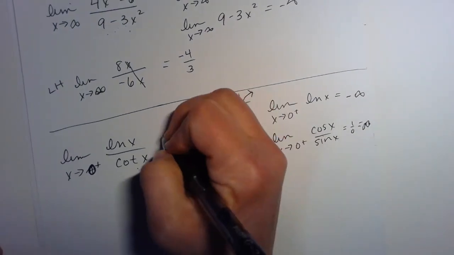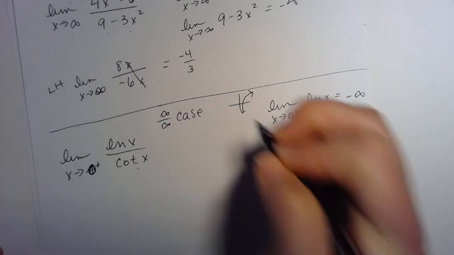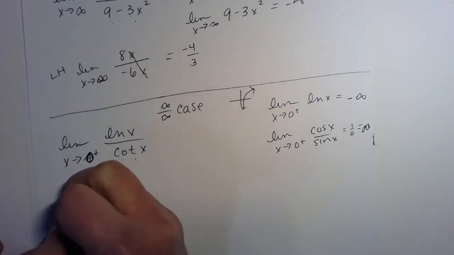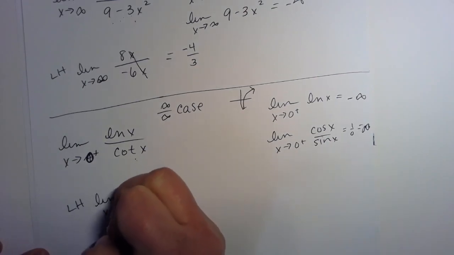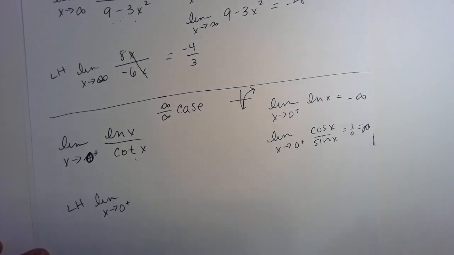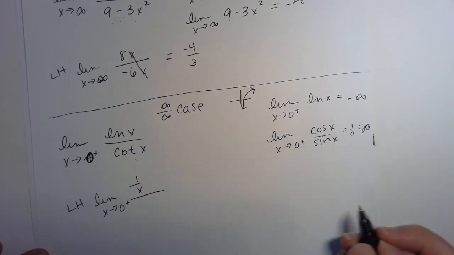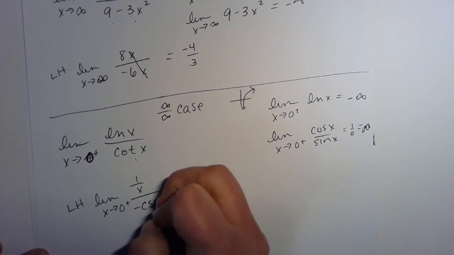So again, I have an infinity over infinity case, which means I can use L'Hopital's rule. Now this one I can't just look at and be like, oh yeah, it's going to be 4/3, right? So I'm really going to have to use my L'Hopital's rule here. So with L'Hopital's rule, I'm going to take the limit as x approaches 0 from the positive side. And the derivative of the natural log of x is 1 over x. The derivative of cotangent is negative cosecant squared.